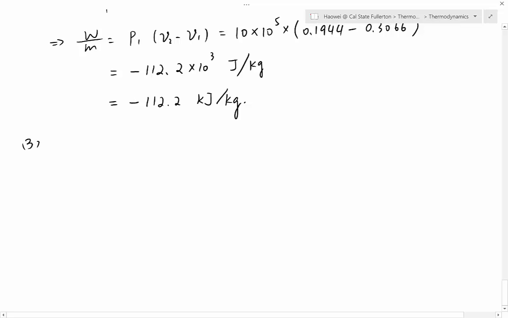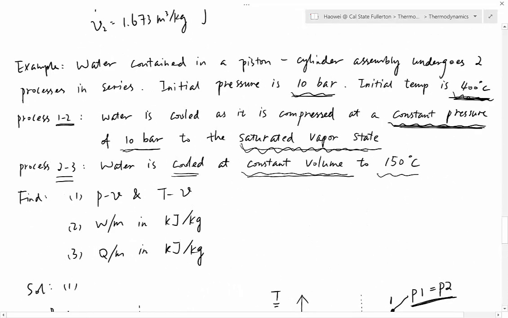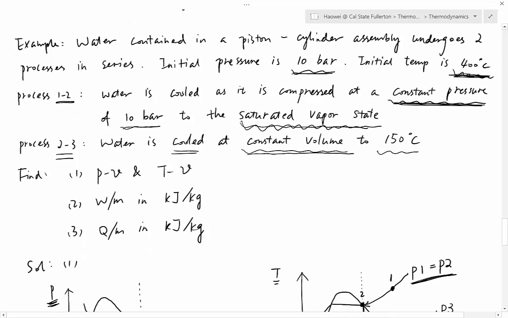Okay, and then the equation that comes to our mind is probably the first law. Q minus W is equal to delta E. Delta E has three components: delta KE, delta PE, and delta U. And double check it is a closed system. It is a closed system because the problem said so, right? Piston cylinder assembly, there's no inlet, no outlet. So it is a closed system. So yes, we can use this first law.